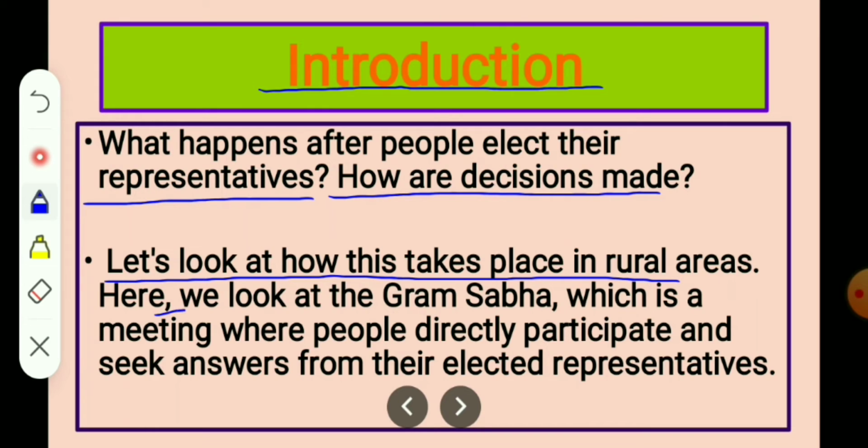Here we look at the Gram Sabha. Gram Sabha is a meeting where people directly participate and seek answers from their elected representatives. So Gram Sabha is a kind of meeting which is held in the villages where people directly participate in the meeting and they can ask questions from their elected representatives and seek their answers.